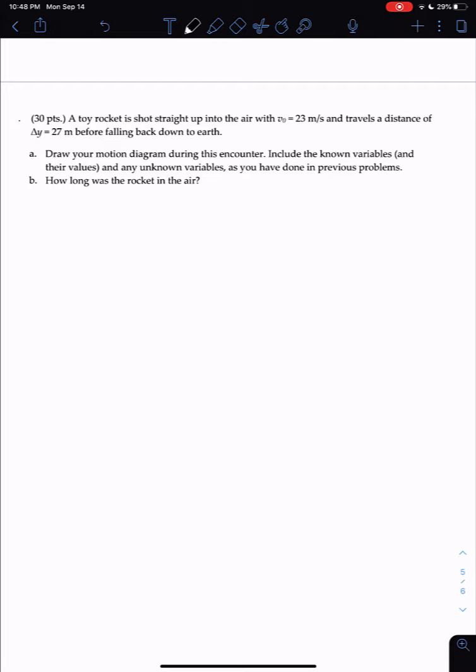Okay, in this problem we have a toy rocket being shot straight up in the air with an initial velocity, and it's going to travel a specific vertical distance before falling back down to Earth. We'll start this problem with a motion diagram. So, we know that it starts from a position, we'll say it's near the ground, and we'll call that position 0, and it's going to have a fairly substantial velocity at the beginning.